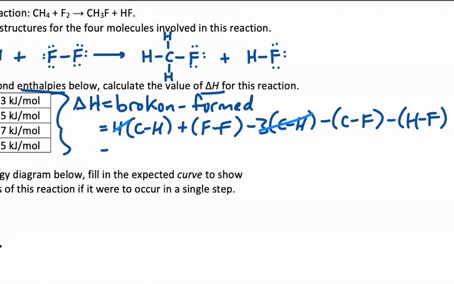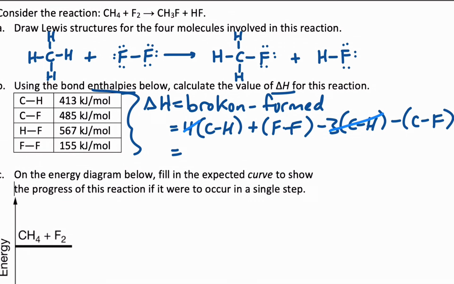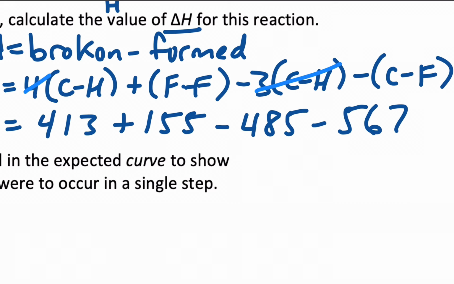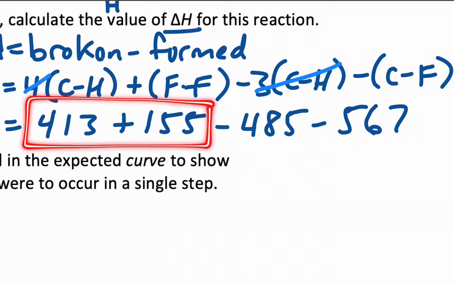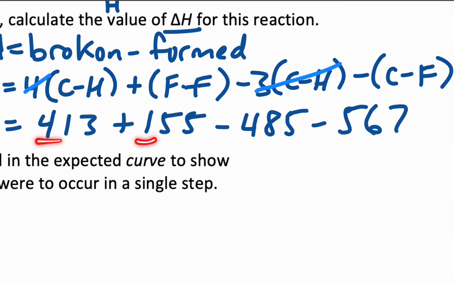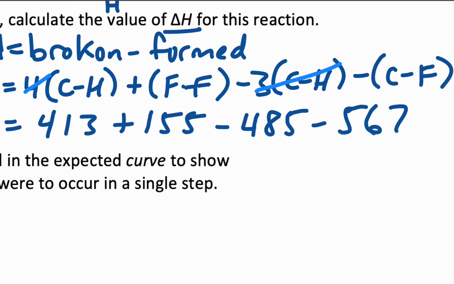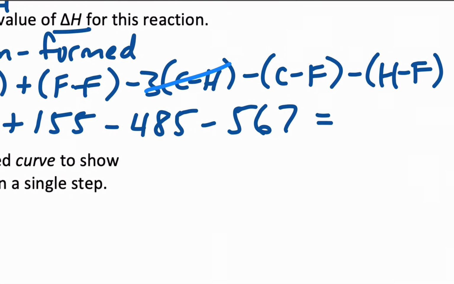So when I have to do the math, which for a short answer question I gotta do it, I use all these values just once. So 413 plus 155 minus 485 and then minus 567. And you could do this without a calculator. It's actually not too bad, because if you look at the first 2, that adds up to 568, which is just 1 more than what we're subtracting. So 568 minus 485 is going to give me negative 484.